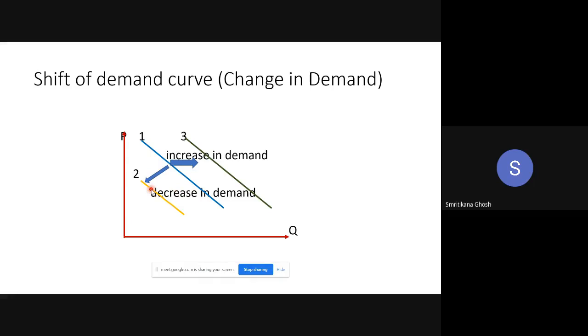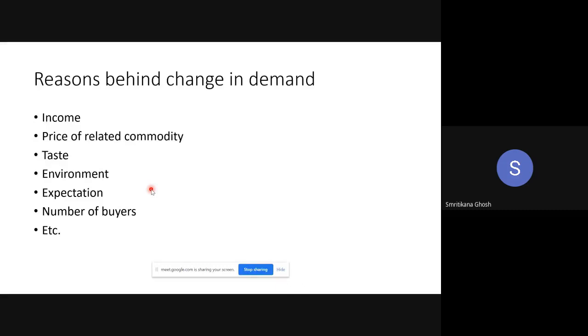Okay, this is the first factor. What is the second factor? Price of related commodity. Related means, look, price of book and price of shoes, they are not related, na? What do you think? Are they related? No, ma'am. Book and shoe, they are not related. But price of shoes and price of socks, they are related, na? The demand for shoes and demand for socks, they are related. So what will happen?